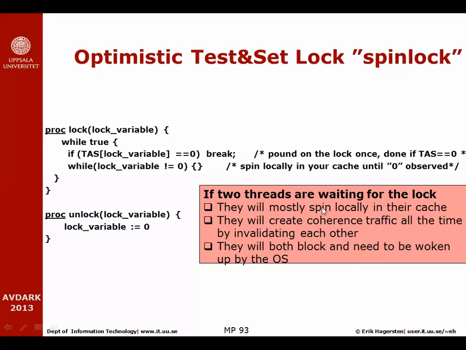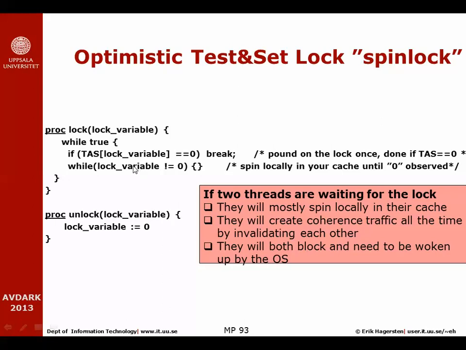They will mostly spin locally in their cache because they will do this test and set once, this operation that looks like a store operation. Then, if that didn't work out, instead of being stubborn and trying it over and over again, they will go into this while loop down here. And this while loop is just the normal test. It's not the test and set. So this will be a loop that contains a single load of the lock variable and then testing that against a constant of 0. So this is just a read load operation.